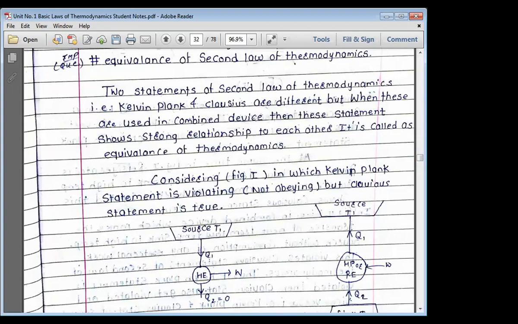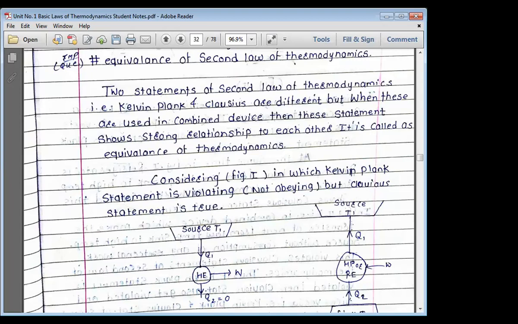What is this? Now we have seen that here two statements of second law of thermodynamics, that is Kelvin-Planck and Clausius, are different. Different type. One is used for engine performance. One is used for refrigerator and heat pump. Both statements are different. But when these are used in a combined device, then these statements show a strong relation to each other.